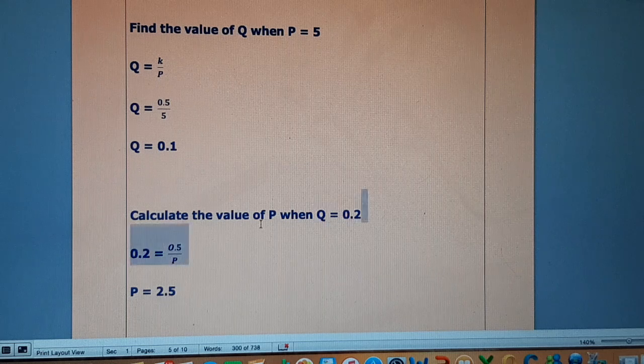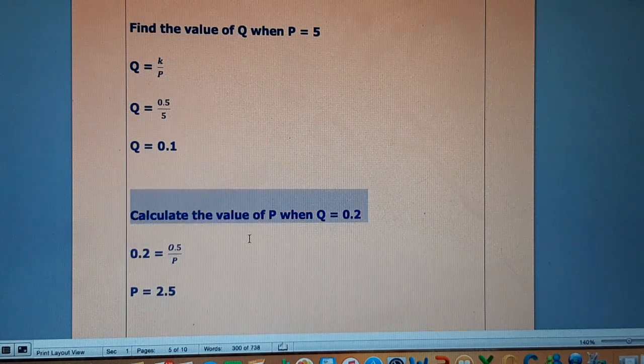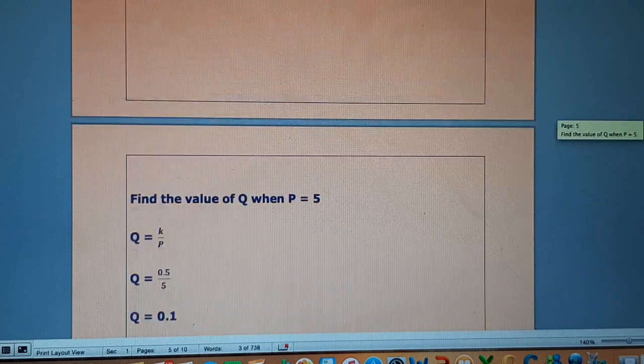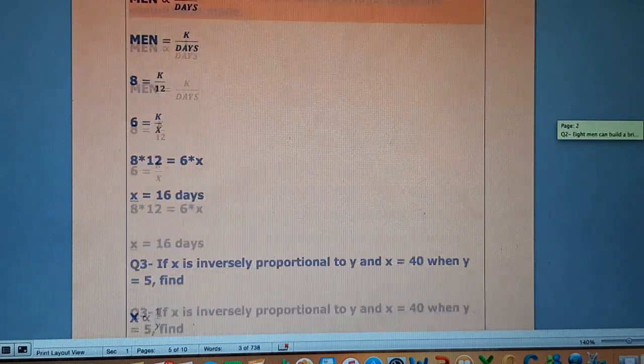Now we have to find the value of p when q is 0.2. Now q is 0.2, we have to find the value for p and k is 0.5. From here you can find the value of p. p will be moving to the left side, 0.2 will be coming to the right side, 0.5 over 0.2 will give you 2.5. So this is the solution for the basic level of exercise 1C.